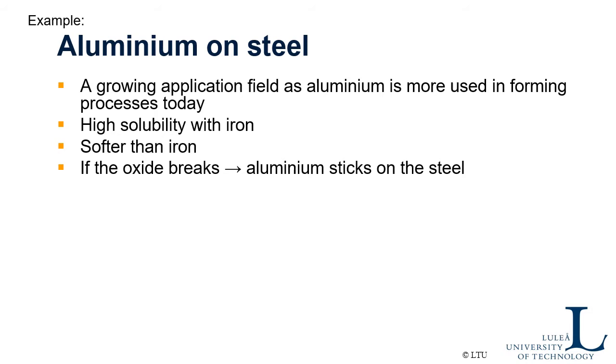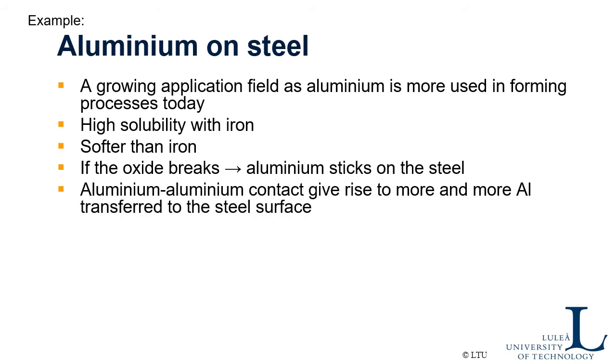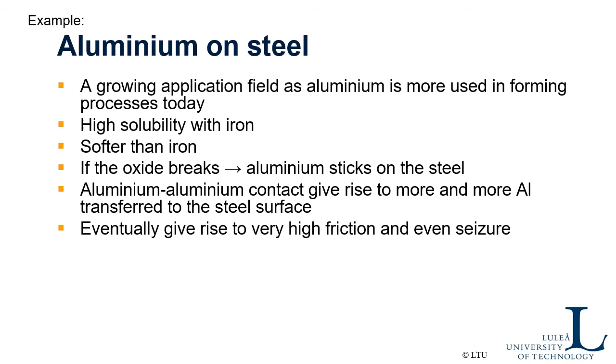But if we break the oxide, then the aluminium wants to stick to the steel, and more and more aluminium is transferred to the steel surface, and eventually you have a contact between aluminium and aluminium, and that aluminium contact is creating a high friction and could even create a seizure.